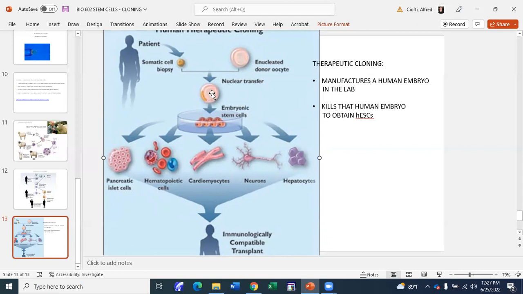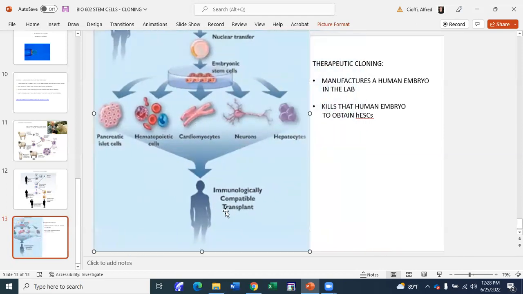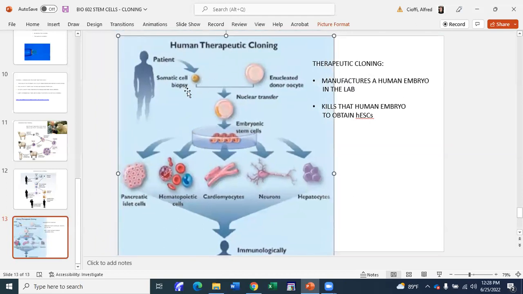And here's the embryo after incubation and all that to the blastocyst stage. The ICM then is disaggregated for the embryonic stem cells. And in principle, or theoretically, all these cell lines may be able to be developed from those embryonic stem cells. And at least that would be immunocompatible with the patient from where the somatic cell came.